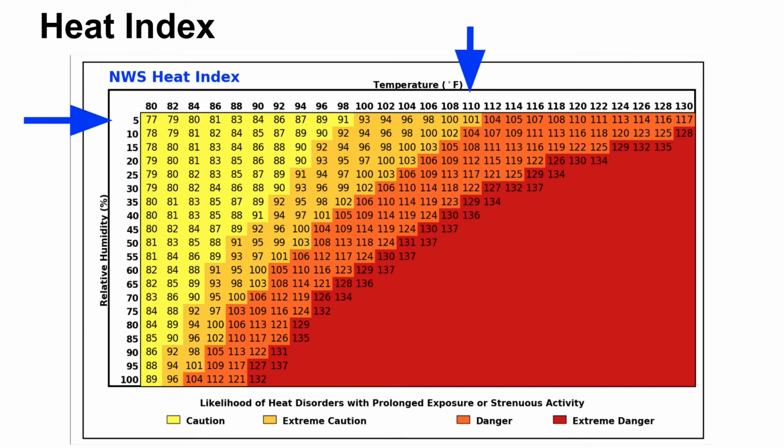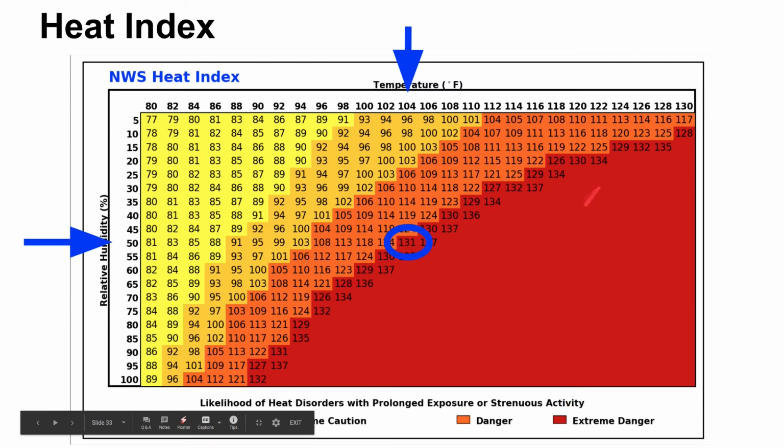What if it was 110 degrees with 5% relative humidity? We just did that. What if it was 104 degrees with 5%? The temperature would be 96 degrees. Same temperature, 104, but at 50% relative humidity, it's going to feel like 131 degrees, which would be miserable. In fact, that would be in the extreme danger category. So you find the temperature, you find the humidity where they cross, that gives you the heat index temperature in degrees Fahrenheit.